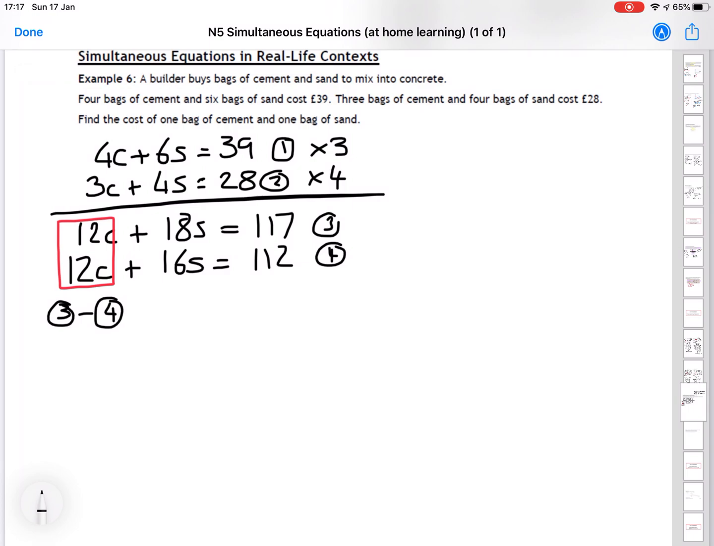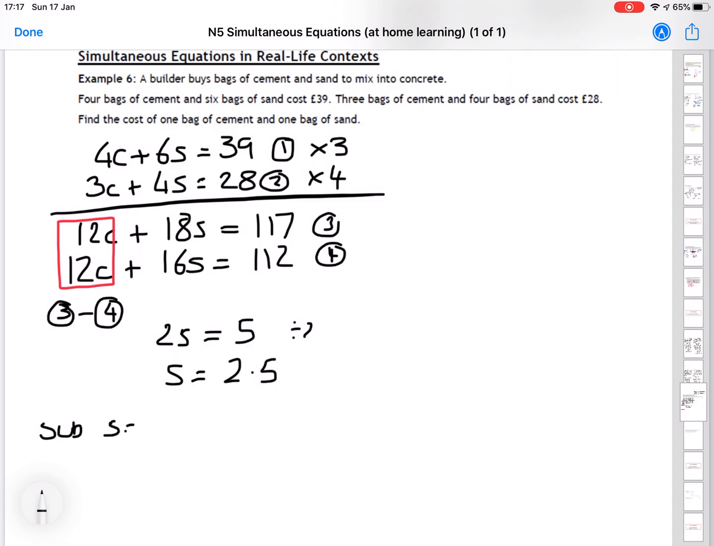So the 12C minus the 12C, well, that's 0, that's eliminated. 18S minus the 16S, well, that's going to leave me with 2S. And then 117 minus 112, well, that's going to leave me with 5. So if 2S is equal to 5, if we divide both sides by 2, we're going to get S equals 2.5. Okay. We're going to now substitute this value that we know back into equation 1.